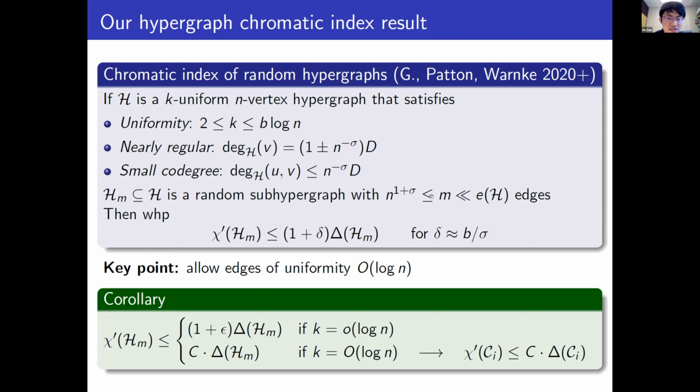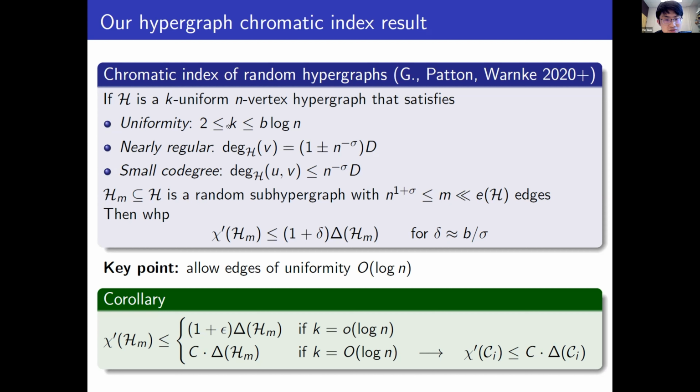So m is not too small, but much less than the total number of host edges. Then we can prove that with high probability, the clique chromatic number of the random hypergraph H_i is at most 1 plus some delta times the maximum degree of the random hypergraph H_i. Here delta satisfies this relation. The key point is that the uniformity here can be as large as log n.